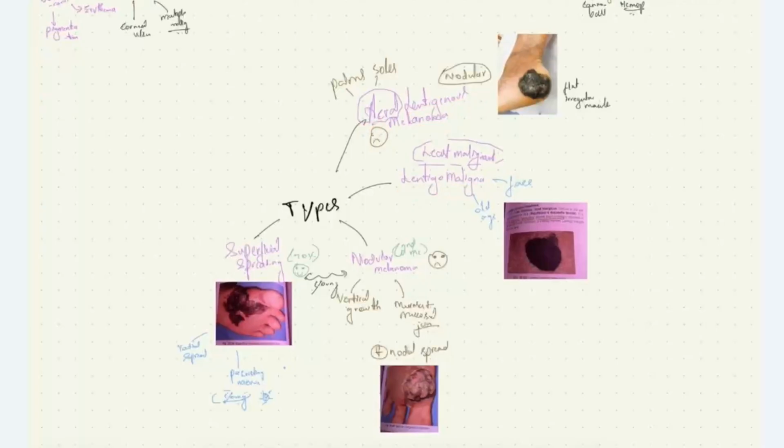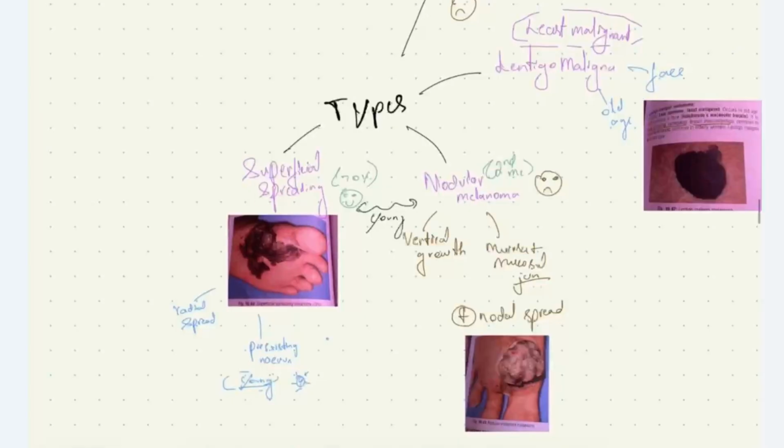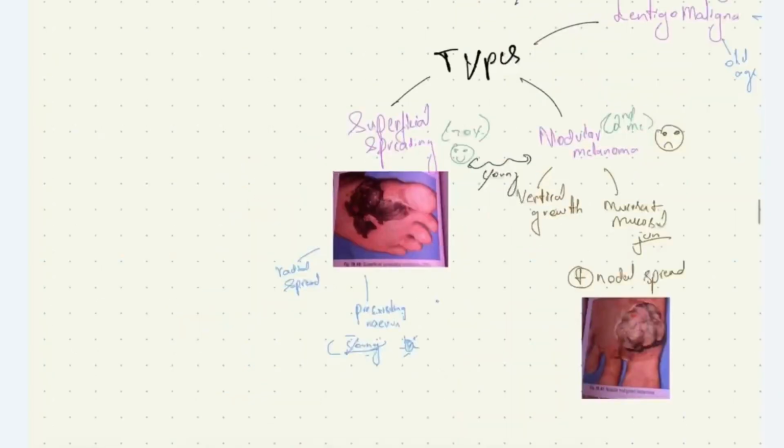The superficial spreading melanoma is the most common type of melanoma that we see in 70% of patients, and it has been associated with good prognosis. The superficial spreading type, as the term suggests, the malignant cells spread horizontally. So the name superficial spreading melanoma.